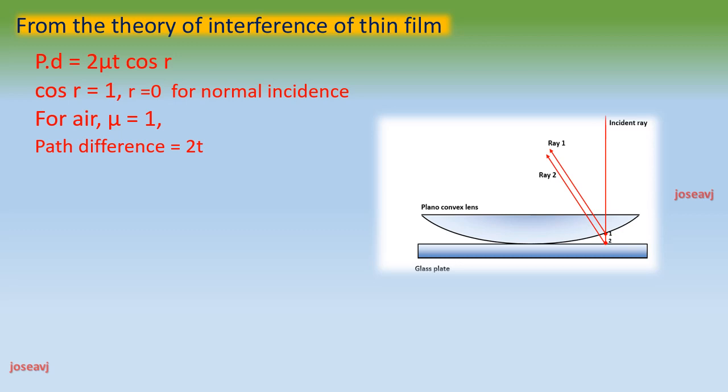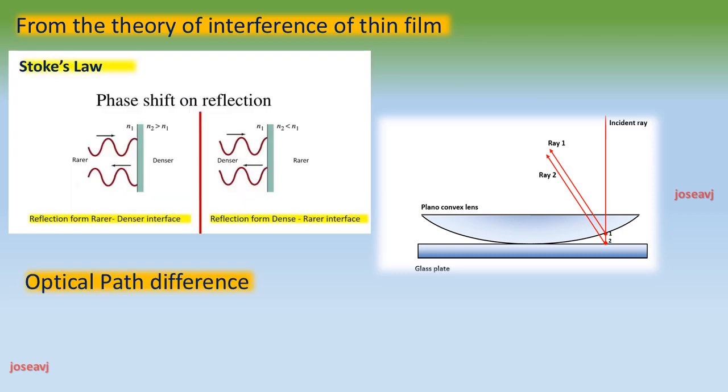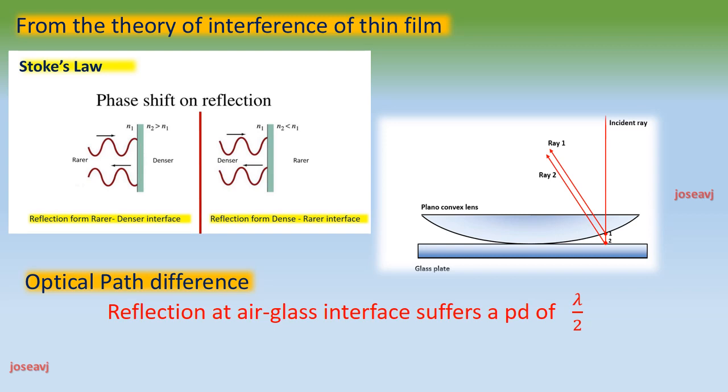But when you observe the reflecting boundaries, the first reflecting boundary is a denser to rarer interface, and the second reflecting boundary is a rarer to denser interface. If light is reflecting from a rarer to denser interface, the reflected light will suffer a path change or phase change. So the reflection at the air glass interface is accompanied with a path change of lambda by 2. Taking into account the phase change on reflection, the optical path difference becomes t, which is the distance traveled by ray 2 down, plus lambda by 2, the path change due to rarer to denser interface reflection, then t up. So the total path difference becomes 2t plus lambda by 2.